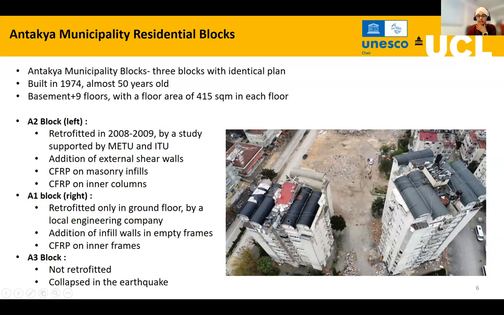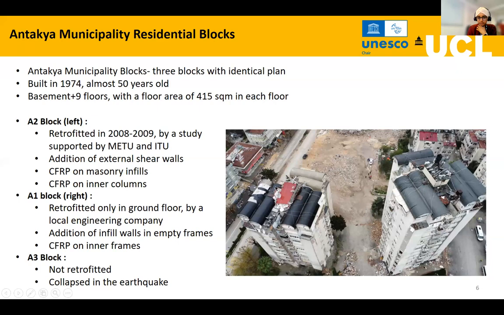This particular building A2 was retrofitted in 2008-9 as a very specific project by the Middle East Technical University and Istanbul Technical University, which took up this project of assessing the existing building and its deficiencies, and then designing the retrofit using CFRP and RC shear walls.